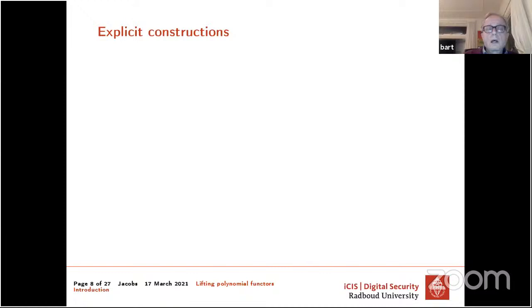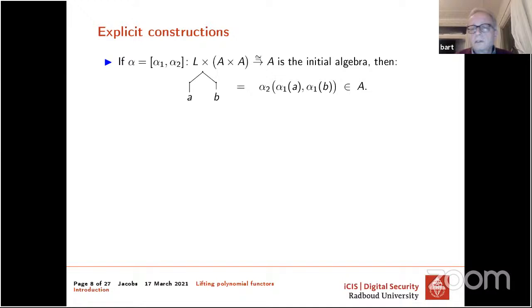So what are the explicit constructions? It's nice to play a little bit with these kinds of things. So if I have A as my initial algebra, and the algebra map alpha, which is an isomorphism by Lambek's lemma, it consists of a co-tuple [alpha 1, alpha 2], then this tree of two labels, this tree here, can be described by applying alpha 2 to a and b. So that is this first part, which are maps. Oh, sorry, this is a typo. There should be a plus here.